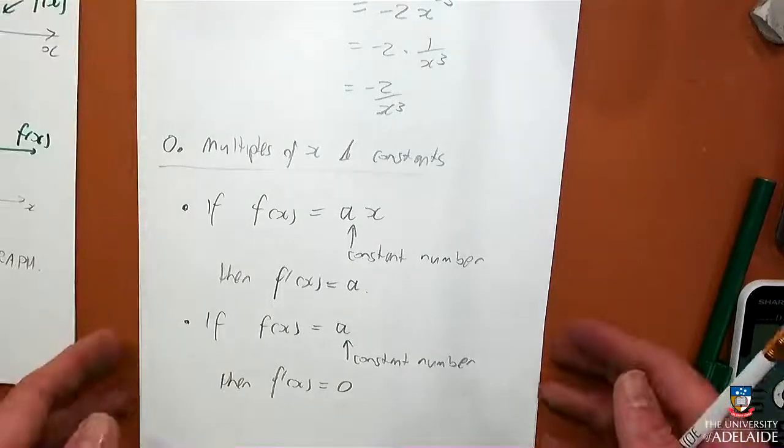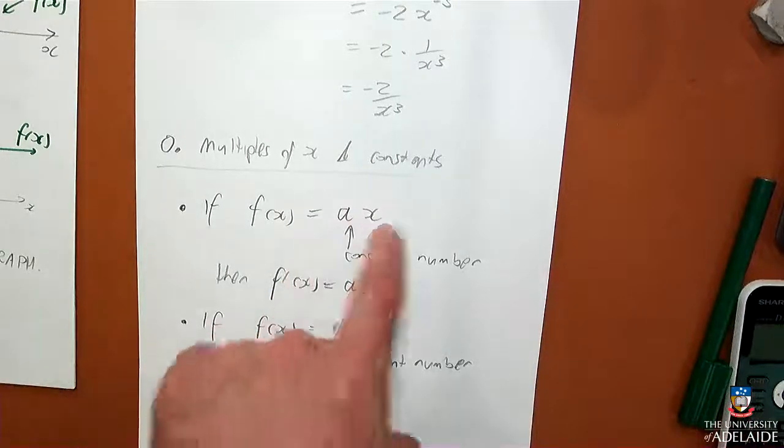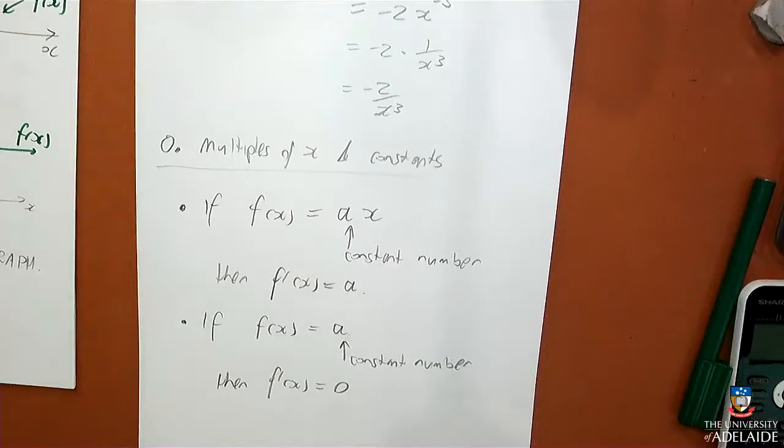Okay. I should point out that if you have f of x equals x, then that's the same as 1 times x, and so the derivative is just 1. Okay. So what's the next thing? Well, the next thing is that if you multiply anything by a number, then that number will still be there multiplied on after you've done the derivative.